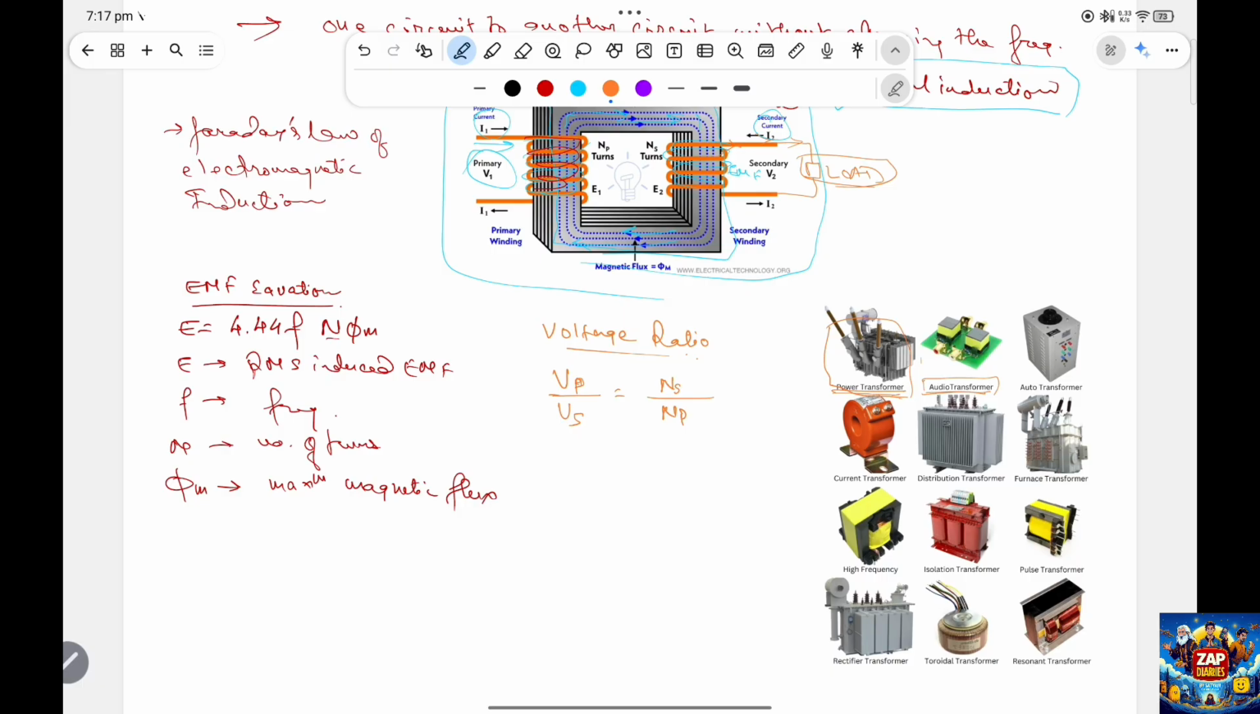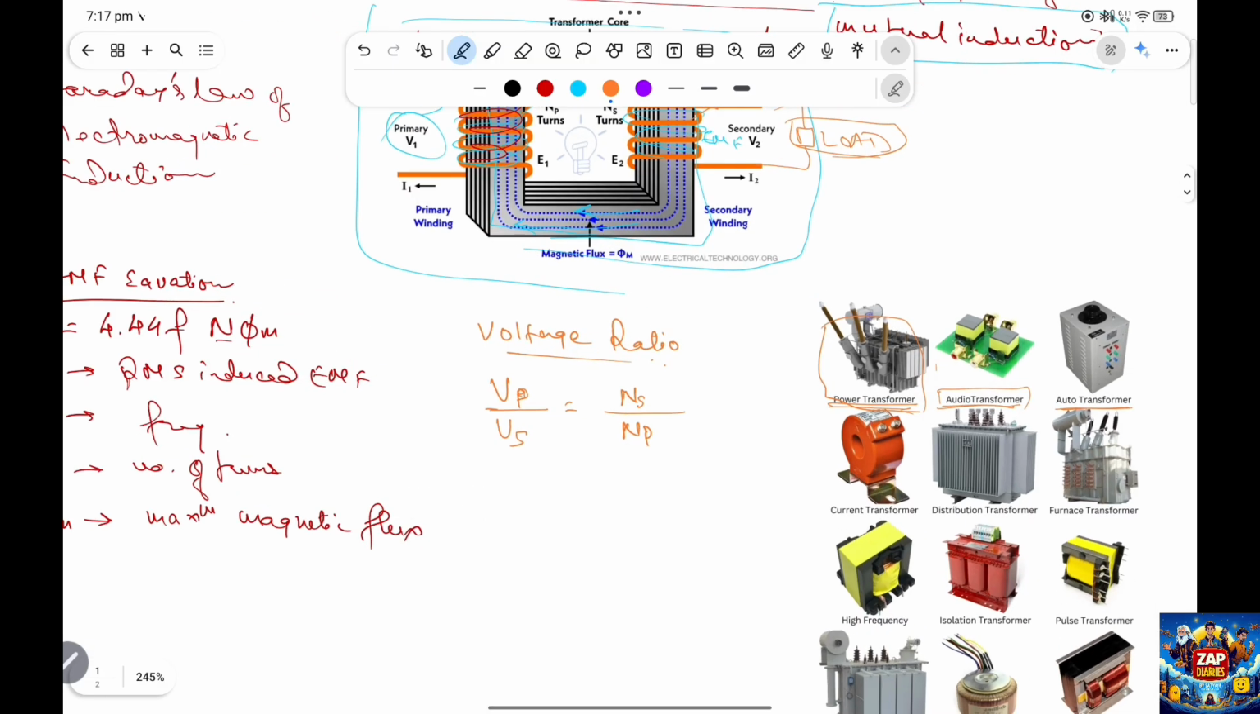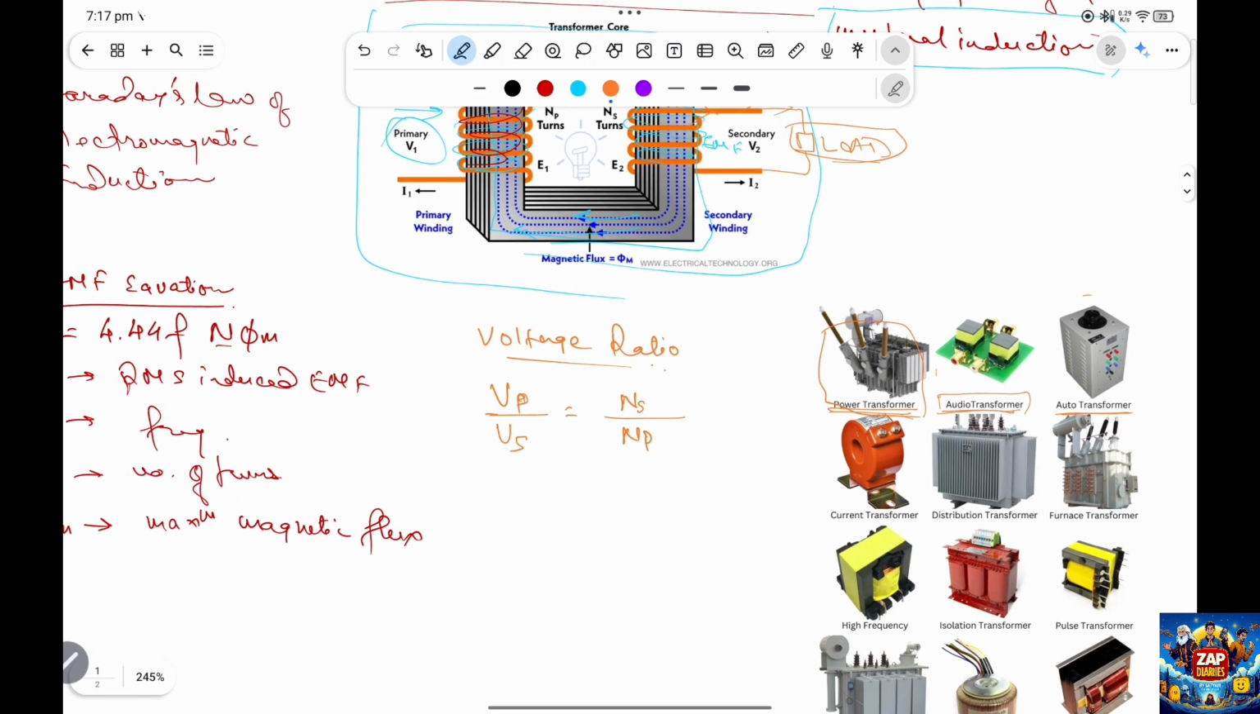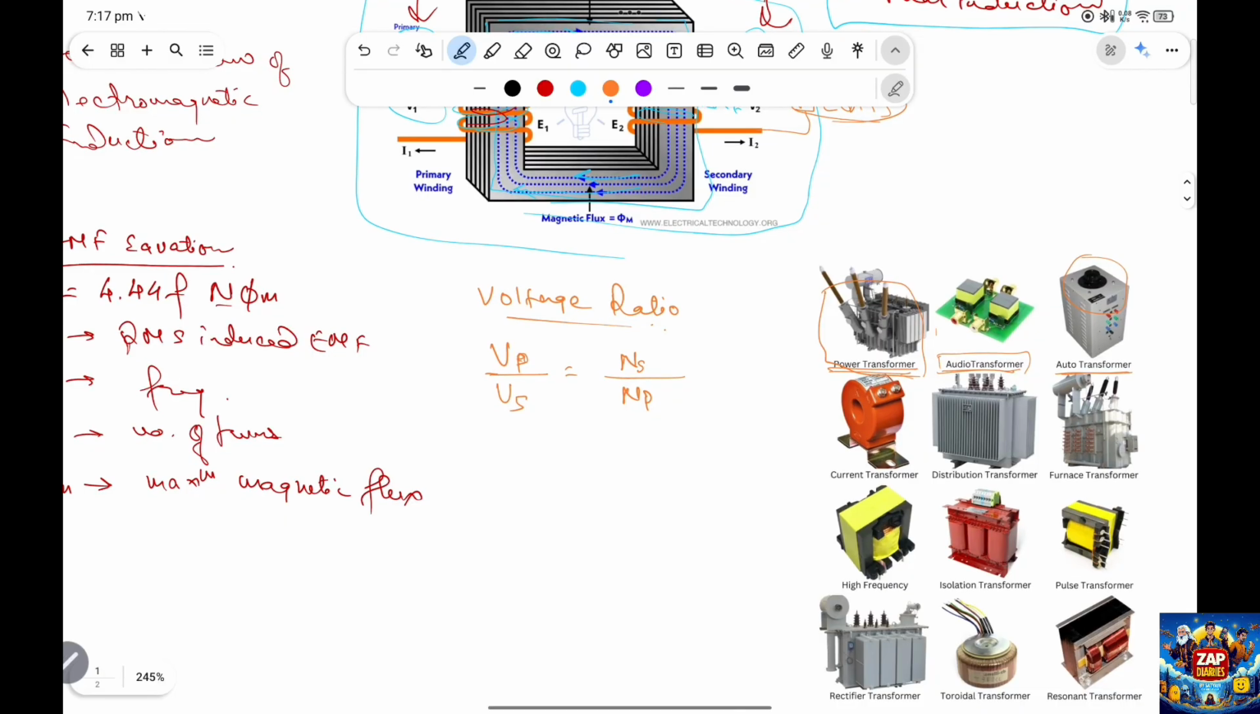Then we have this auto transformer. There is actually a dial on the top, so you can just rotate this dial and get the desired output voltage. Like the supply is constant but the output is variable based on the input. So this is an auto transformer.